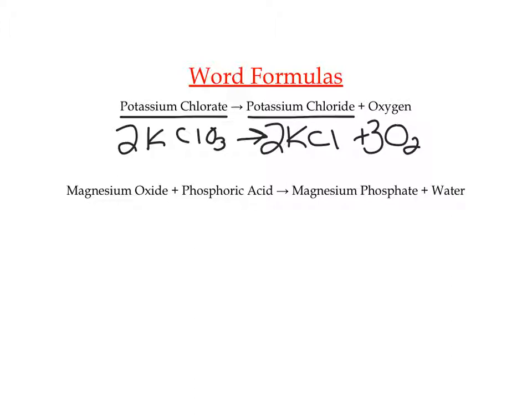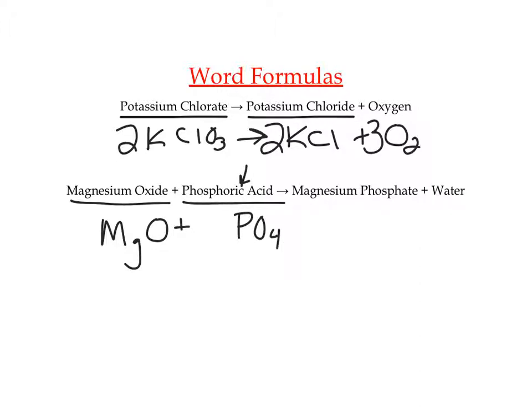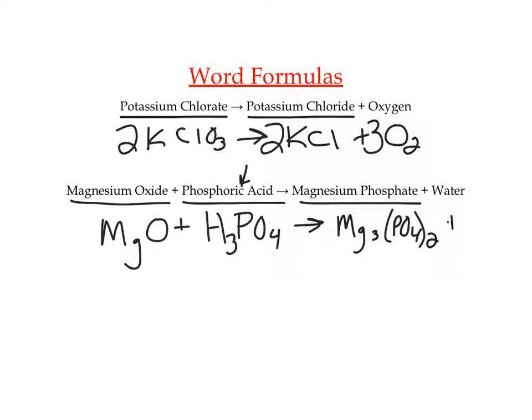Now for the next one, magnesium oxide is MgO. Cross the charges, they're both 2s, they cancel. Phosphoric acid is a little harder. So remember, ic means ate, so that would be phosphate, which is PO4. Phosphate has a 3- charge, so I would need 3 H's in the front. And magnesium phosphate would be Mg3(PO4)2, and water is H2O.